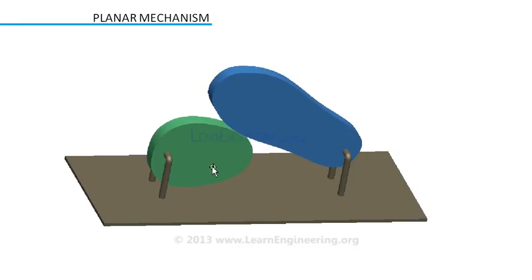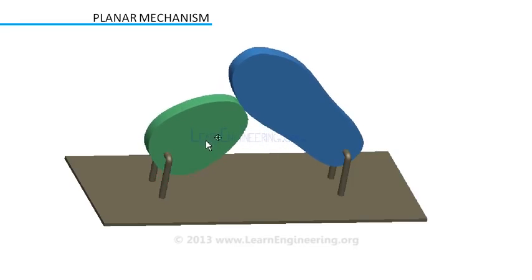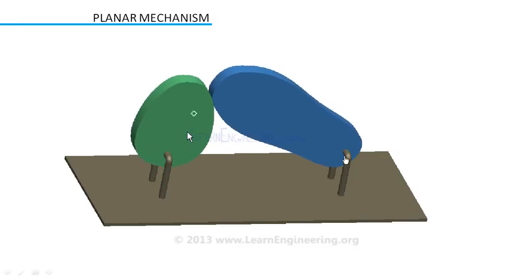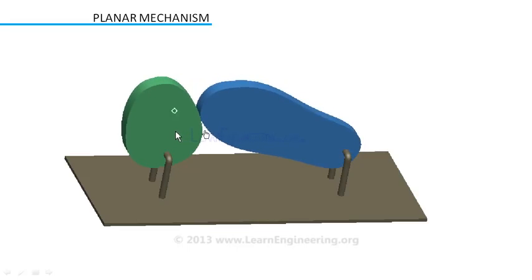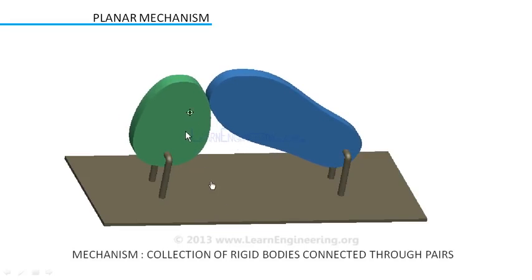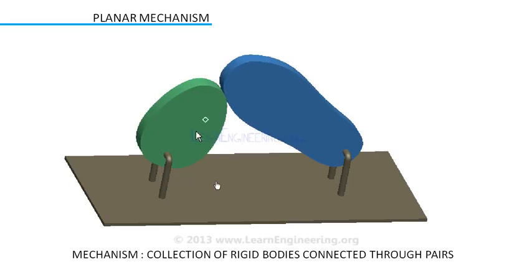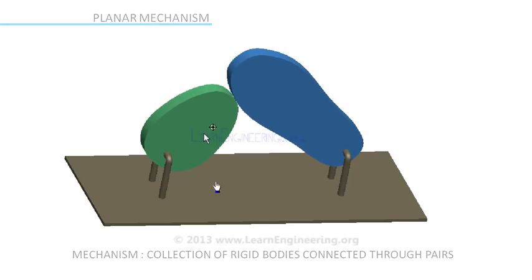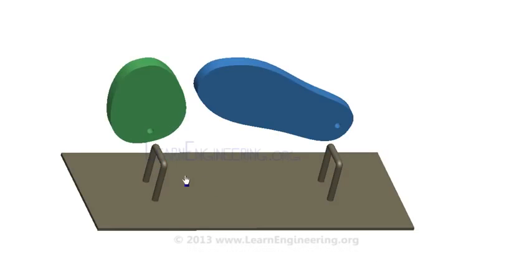A mechanism is a collection of rigid bodies, or links, connected through pairs, provided one link is grounded. If the system were not connected like this, then each link, except the ground, would have 3 degrees of freedom. So total degrees of freedom, or mobility, is 3 into n-1. N represents the total number of links, in this case 3.